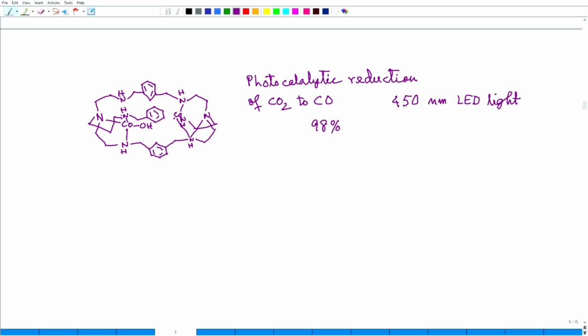Cobalt is very tightly held through this, as I told you, 4 nitrogens on either side, and their distance is such that a carbon dioxide can easily fit. That is why it has a very strong tendency to fit, and that can be reduced to carbon monoxide in presence of a 450 nanometer LED lamp, with a small light intensity, and the yield reaches as high as 98%.